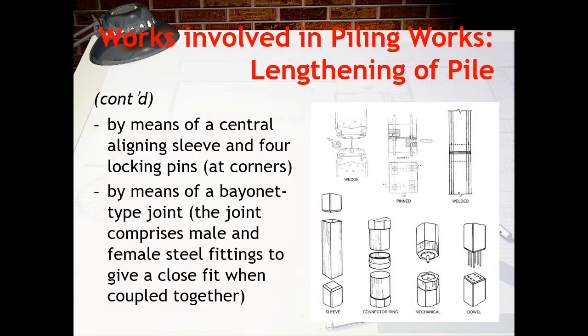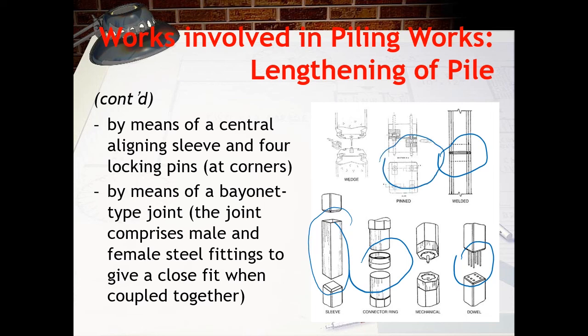Actually, there is many method untuk splice kan. So ini adalah contohnya tadi yang kita pakai welding. This is dowel epoxy and this is with the sleeve. By means of a central lining sleeve and 4 locking pins at corners. By means of bayonet type joint, the joint that comprise male and female steel fitting that gives close fit when coupled together. So connector ring ni pun consider as sleeve juga, this is bayonet type of joint.